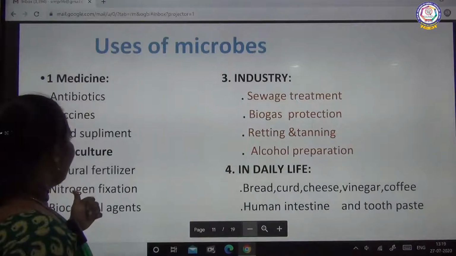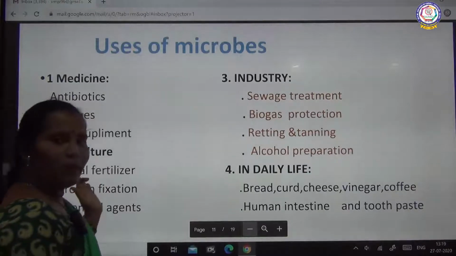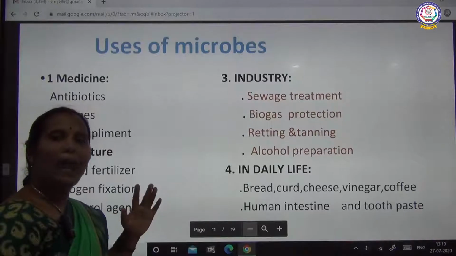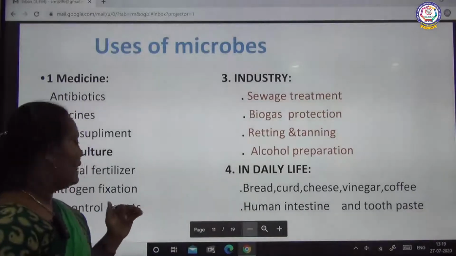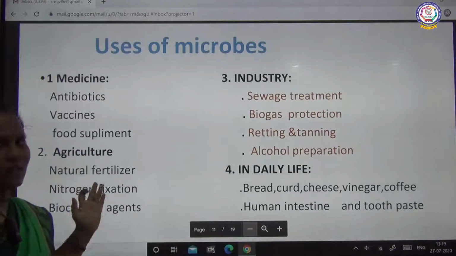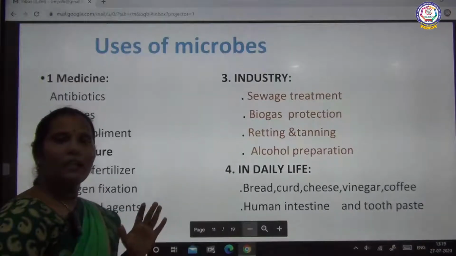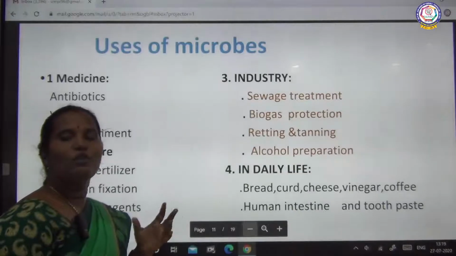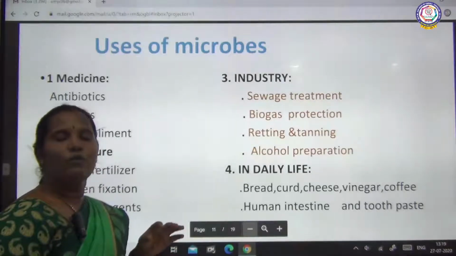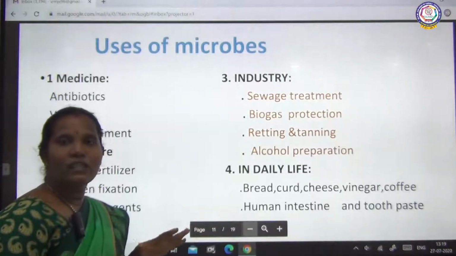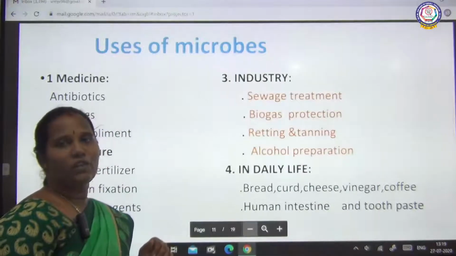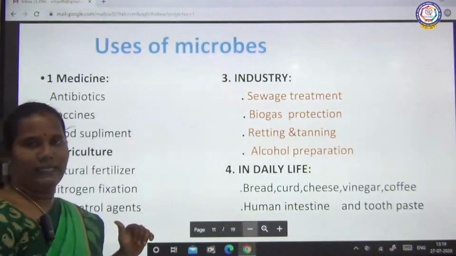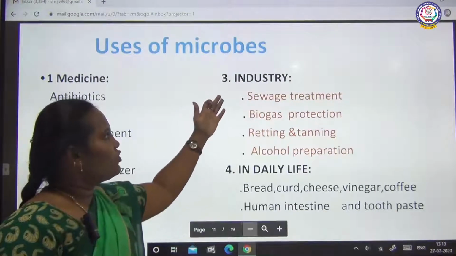Next, in the agricultural field, microbes are used to make natural fertilizers. And then nitrogen fixation. Some microbes are present in the root nodules of some leguminous plants. These microbes are used to fix nitrogen into the soil. This nitrogen is a very important nutrient for growing plants. Then biocontrol agents.